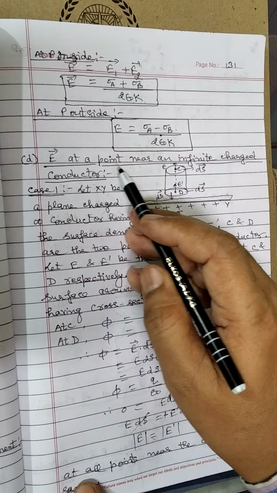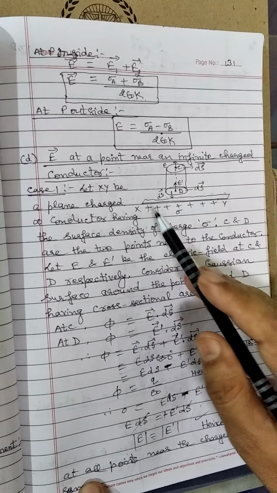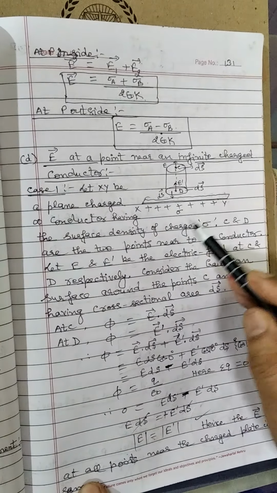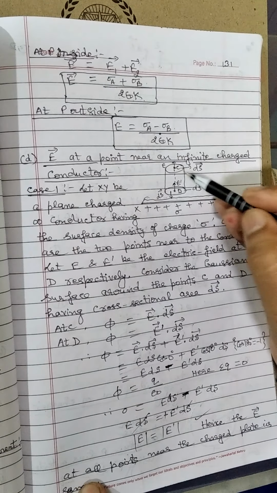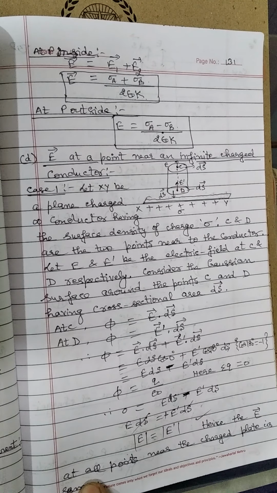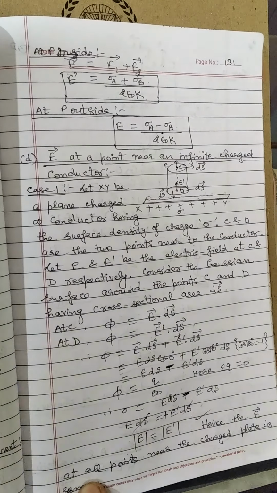Now the electric field at a point near an infinite charge conductor. XY is the charge conductor in the form of a surface. The surface charge density is sigma. Consider the points C and D. At these 2 points we want to find the value of the electric field due to the presence of this sheet of charge.